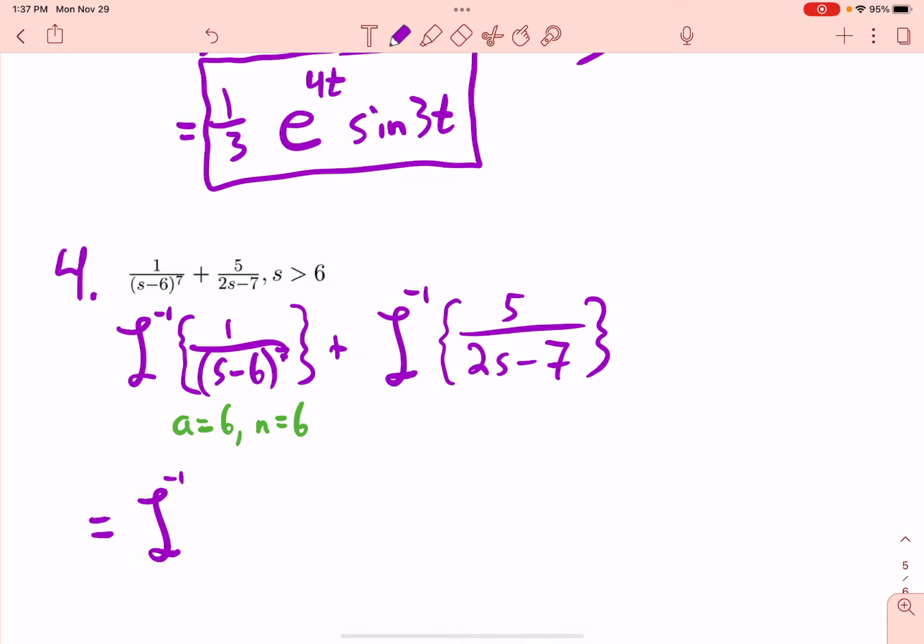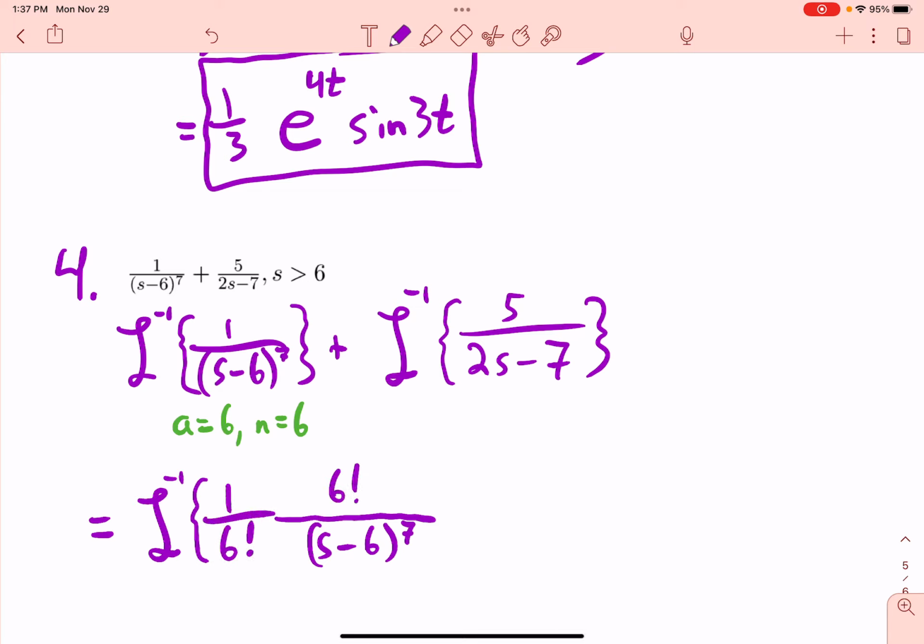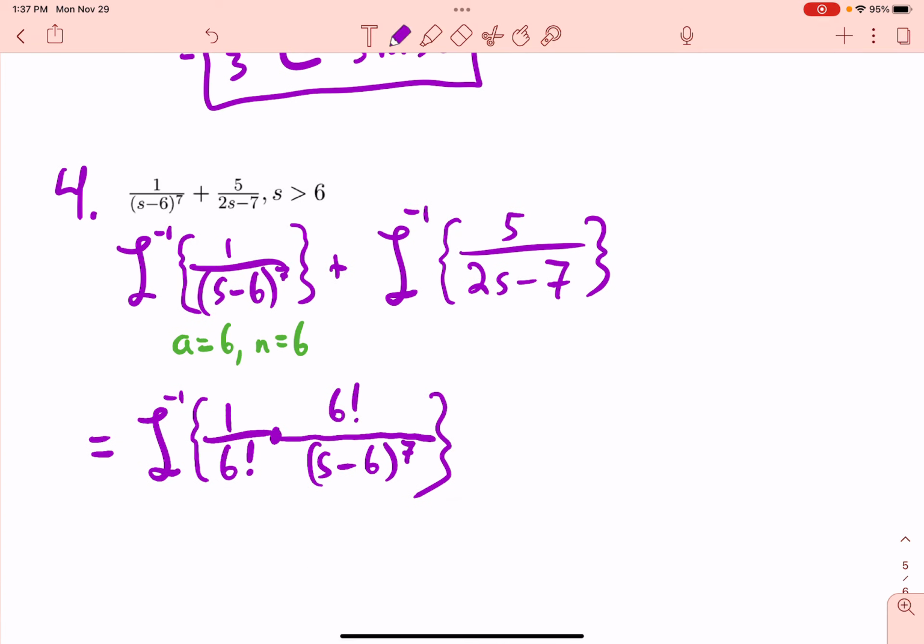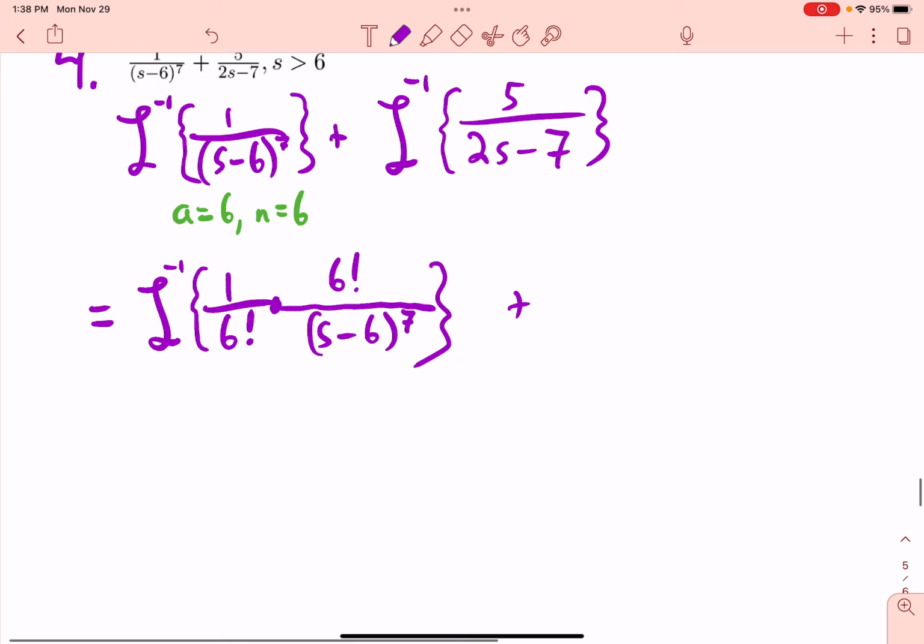Let's do this in this way. Let's see. I'm going to put (s minus 6) to the power 7. I would like to put 6 factorial on top, so I'll put 1 over 6 factorial in the front, and those are connected by multiplication. Now, I am not going to write the extra step of moving this 1 over 6 factorial out to the outside. I'm just going to do that in my next step. I'm going to keep that there, and then I'm going to take the inverse Laplace of this thing. And of course, don't forget, we have a second term to deal with. We're going to come back and work on that.